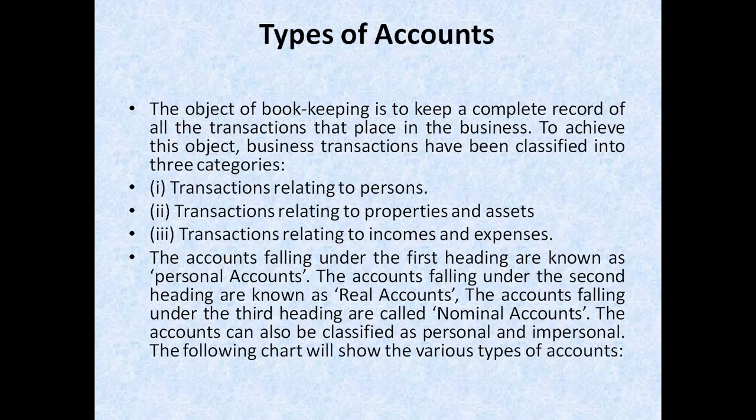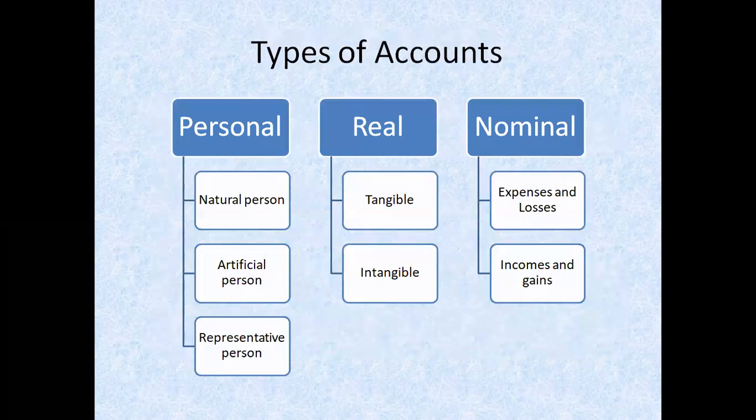The accounts falling under the first heading are also known as personal accounts, and the accounts falling under the second are also known as real accounts, nominal accounts, and so on. The accounts can also be classified as personal, impersonal, or as per the following chart. This is the chart: the types of accounts are personal, real, and nominal. There are three kinds of accounts.